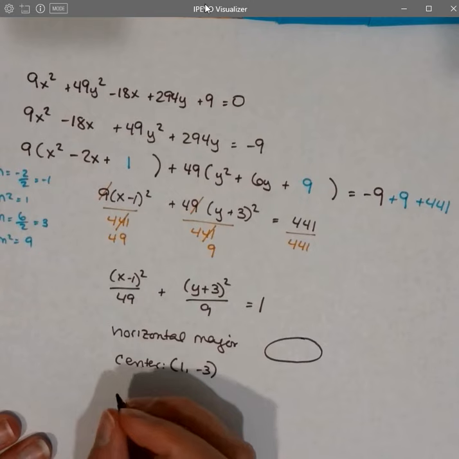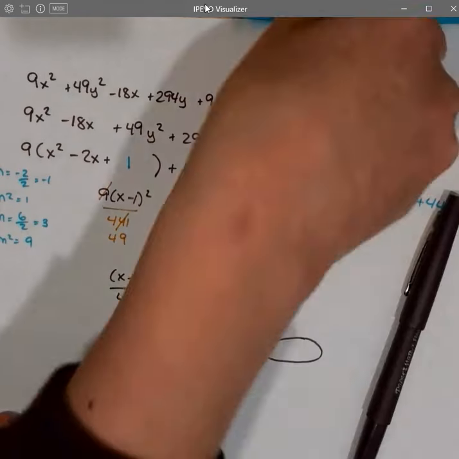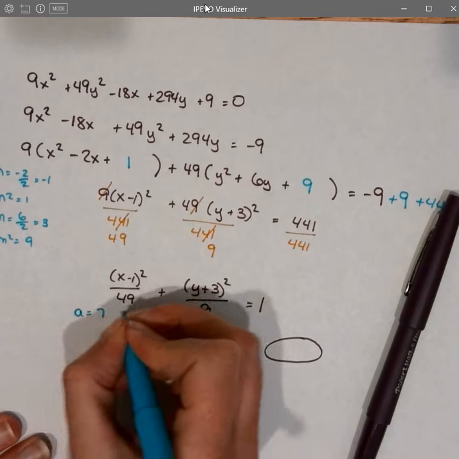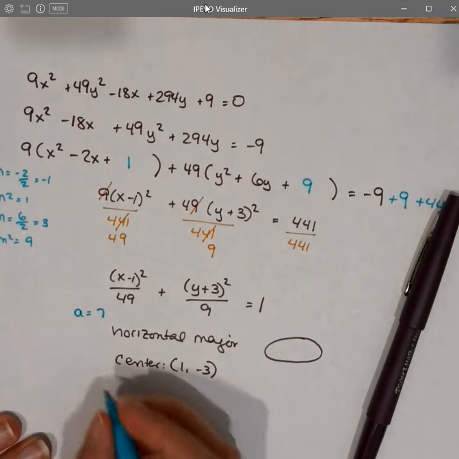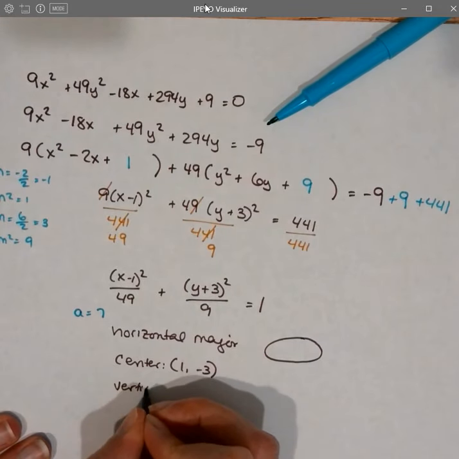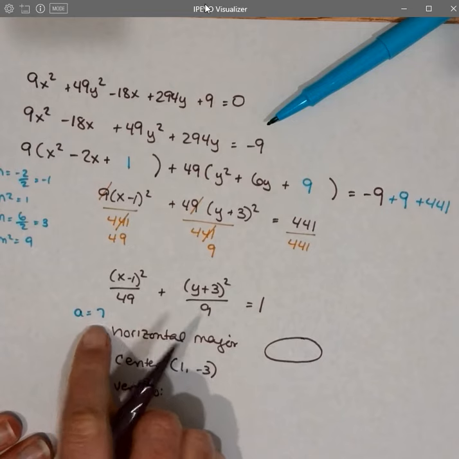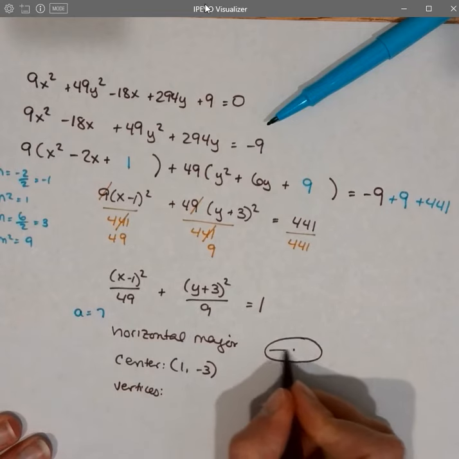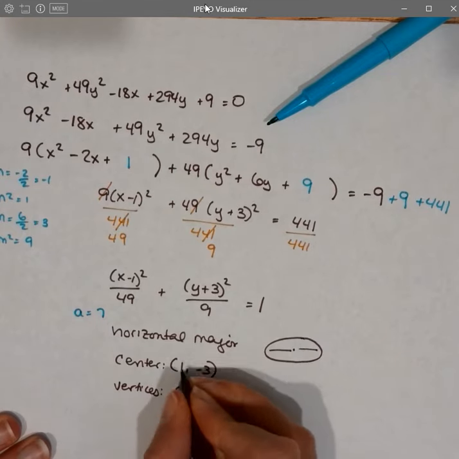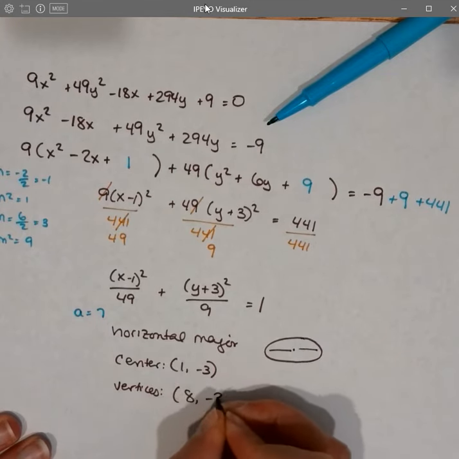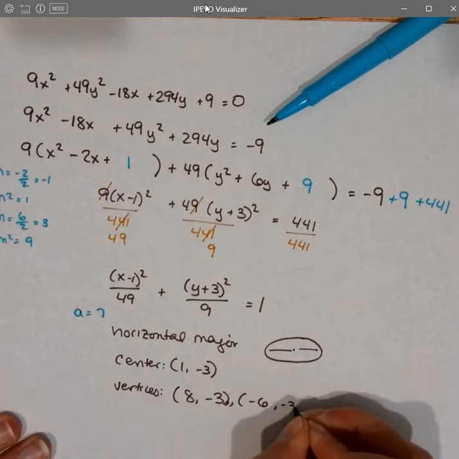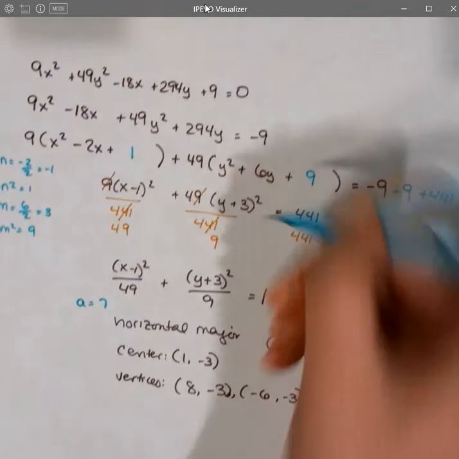Okay. So the vertices, I know that the a value here is 7, since that's a squared. And so for the vertices, we need to go 7 in both directions from the center, 7 away on both sides, so 7 plus and 7 minus from our x coordinate. So 1 plus 7, that's 8, negative 3, and 1 minus 7, that's negative 6, negative 3. And then we need to find our c value.